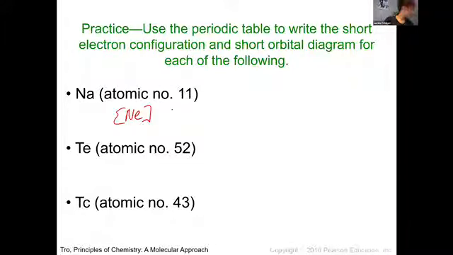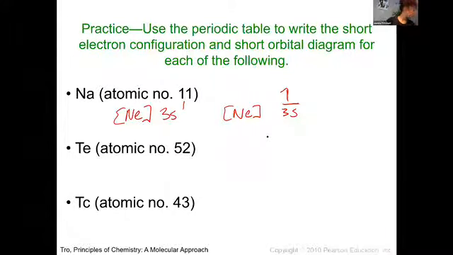And then if we continue on, we would say 3s2. I'm sorry, we would just say 3s1 because it's only on that first column. For the orbital diagram, it would be neon, 3s, and 1, and we go up and so forth.